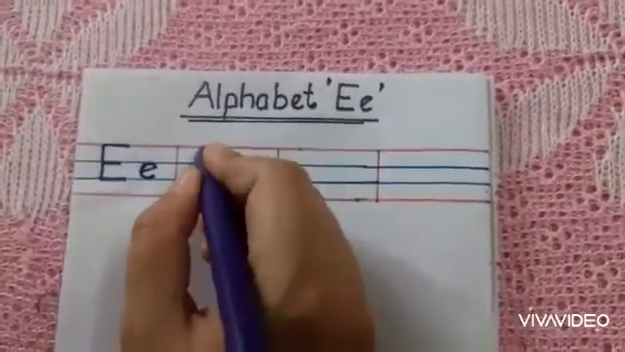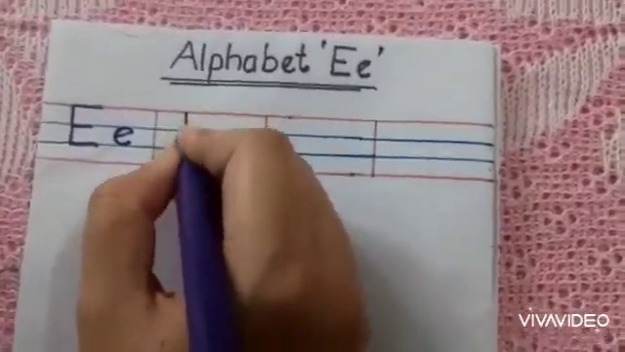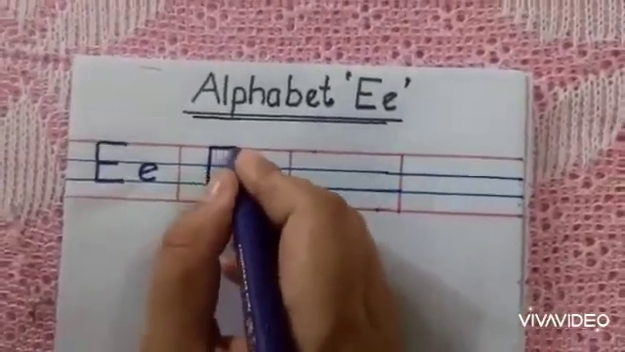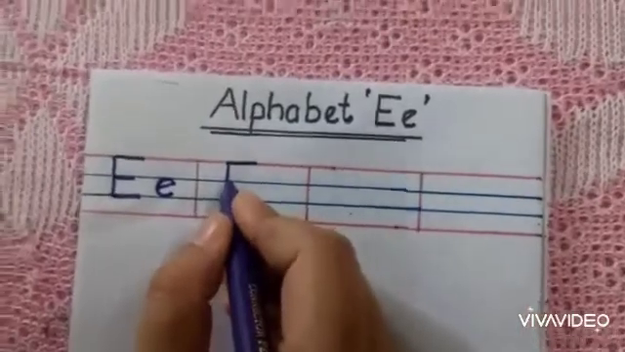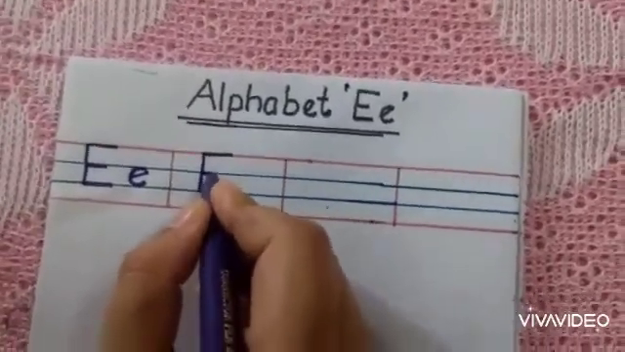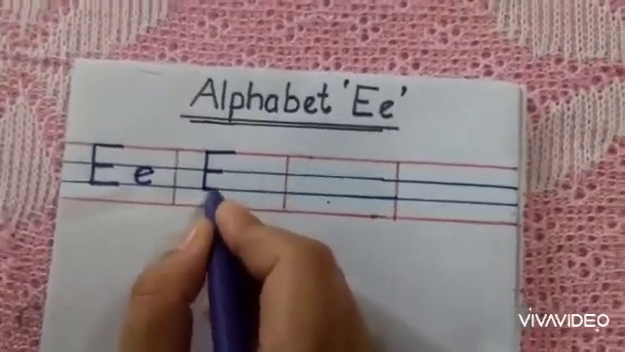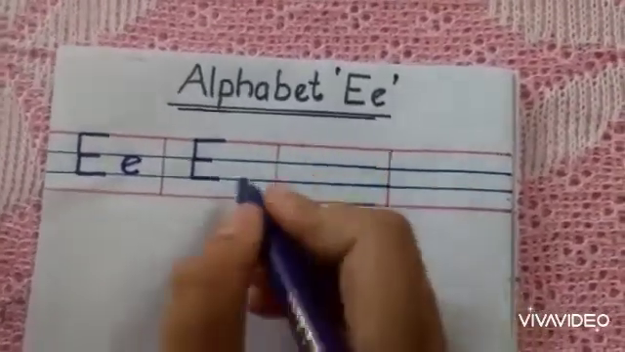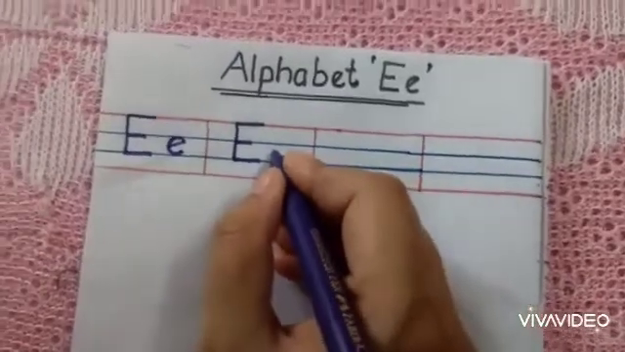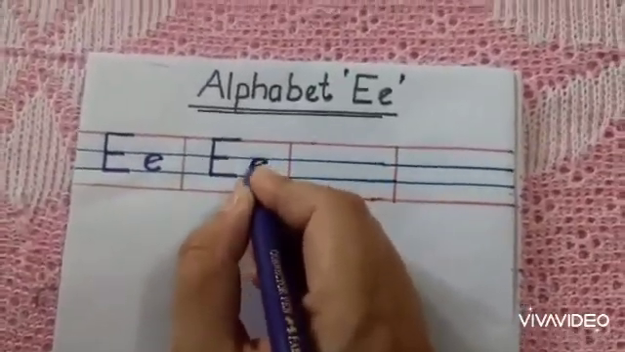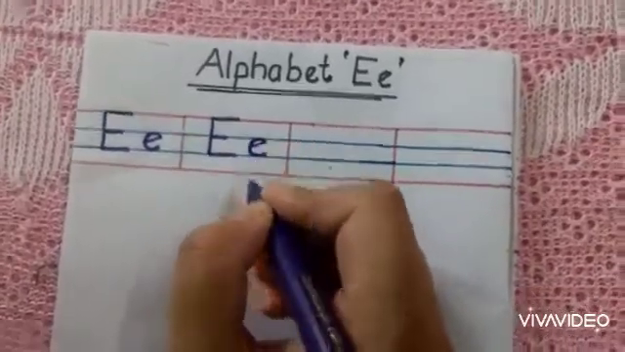Once again, from red line, make a standing line. From red line, make a slipping line. From first blue line, make a slipping line. And from second blue line, make another slipping line. For small e, make a slanting line and without lifting your pencil, make a C curve.